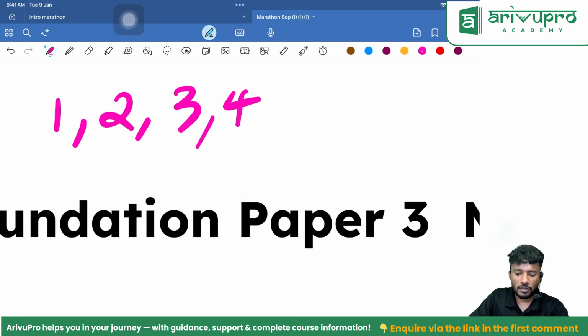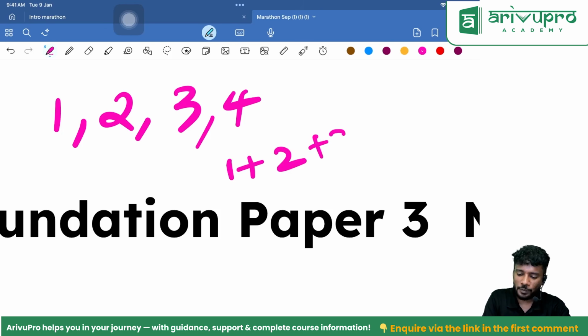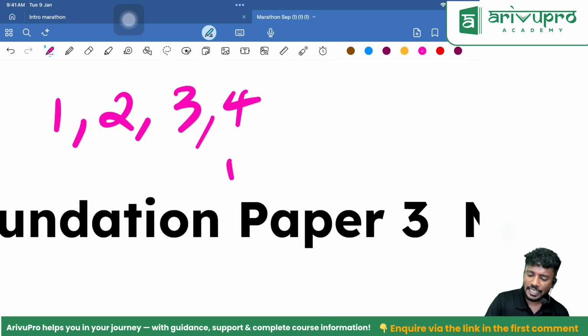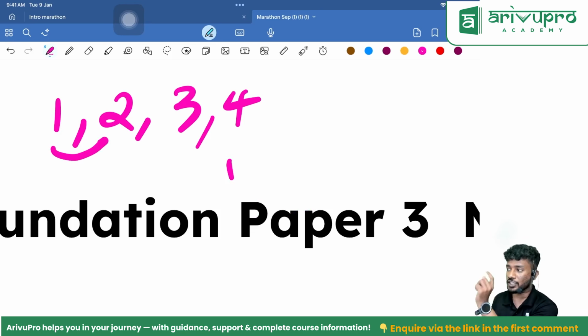10 by 5. What is the mean? So how will you find the mean of this? One is the normal method. You will add everything: 1 plus 2 plus 3 plus 4 divided by 4.